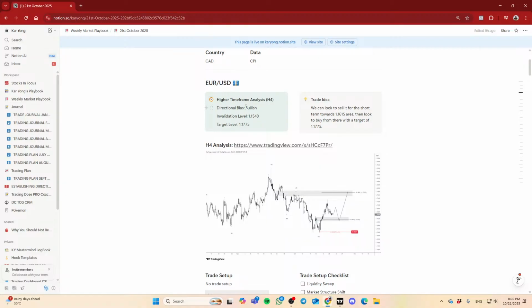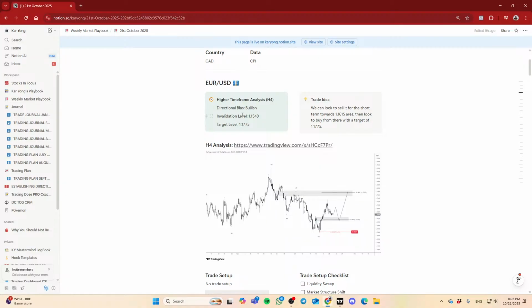On the left, you have the higher time frame analysis. What's the directional bias? What's the invalidation level? What's the target level? I think it's pretty straightforward. Directional bias here, we're referring to H4 primarily. Just to be clear, because if you're looking at different time frames, the bias might be a little bit different. So we're always referring to H4 when we're talking about higher time frame.